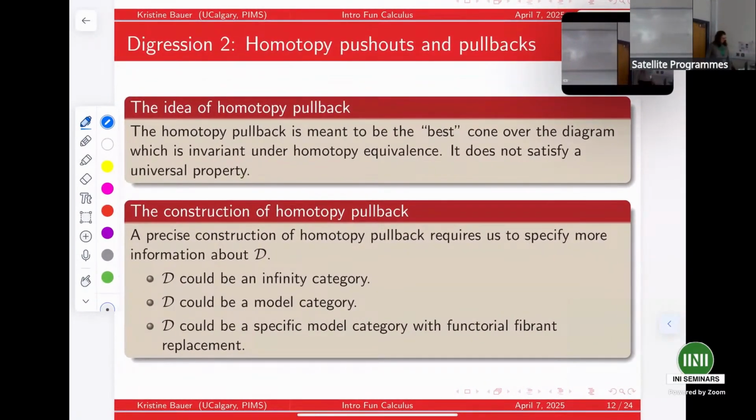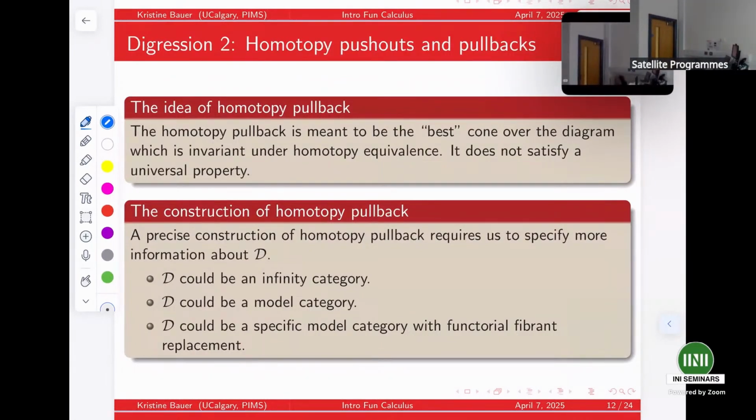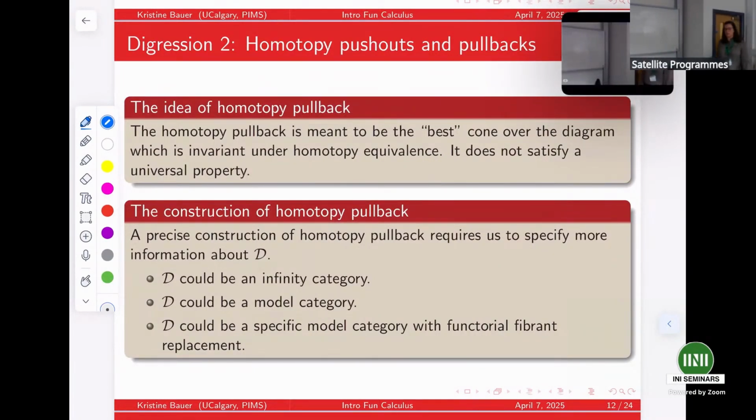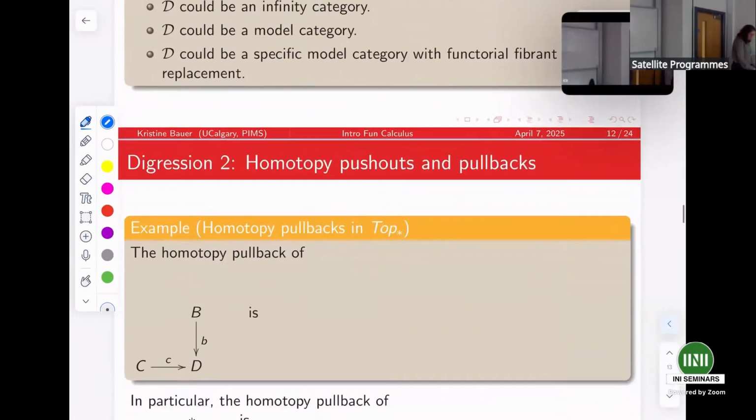Let's try that. Okay. So to give a precise construction of a homotopy pullback requires us to have more specific information. I could be working in an infinity category. I could be working in general in a model category where I would probably do something like take a fiber replacement of a diagram and take a strict pullback. But I maybe want to have a very concrete way of doing that, which is the case in spaces. So I have a very specific replacement in mind.